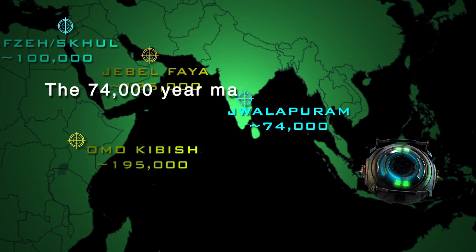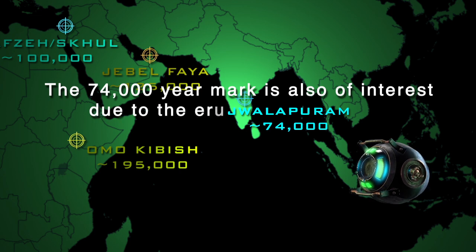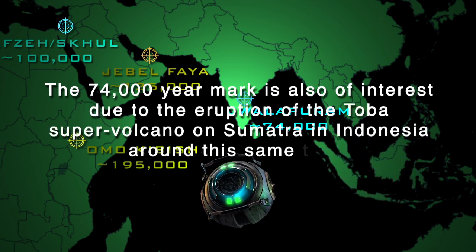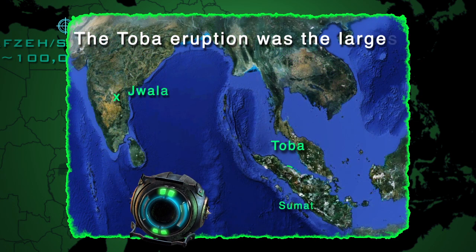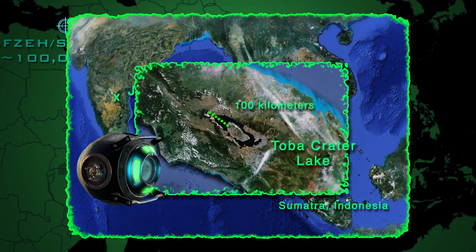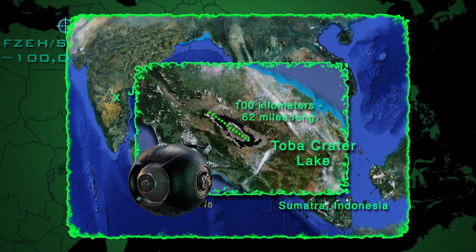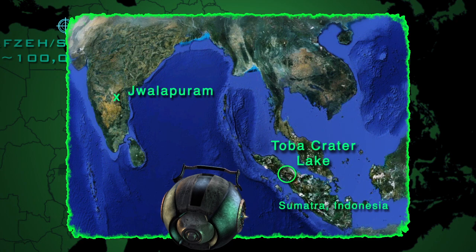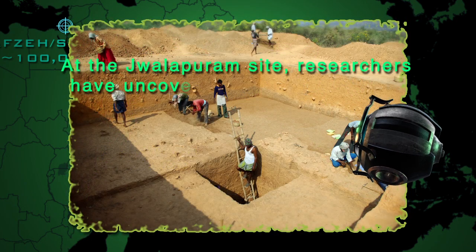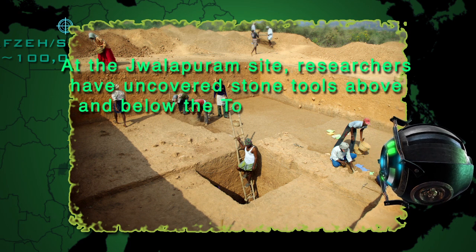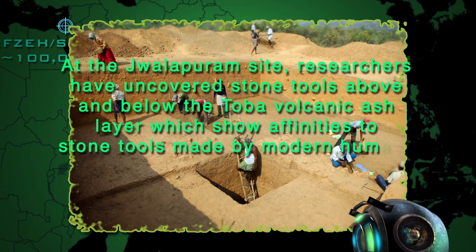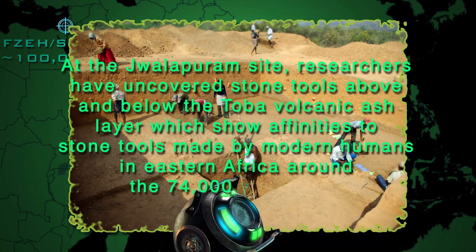The 74,000-year mark is also of interest due to the eruption of the Toba supervolcano on Sumatra in Indonesia around this same time. The Toba eruption was the largest volcanic eruption on the Earth in the last 2 million years. The eruption covered all of India in a layer of volcanic ash that varied from several centimeters to several meters in thickness. At the Jawalapuram site, researchers have uncovered stone tools above and below the Toba volcanic ash layer, which show affinities to stone tools made by modern humans in eastern Africa around the 74,000-year mark.